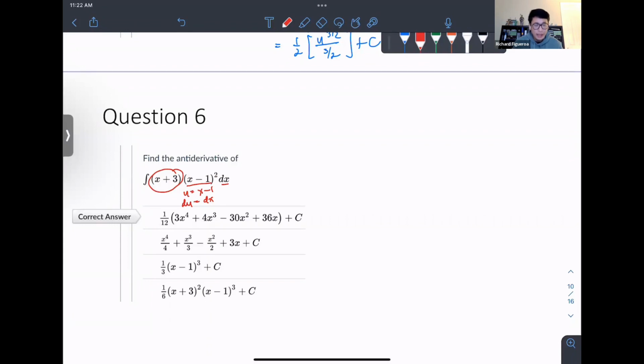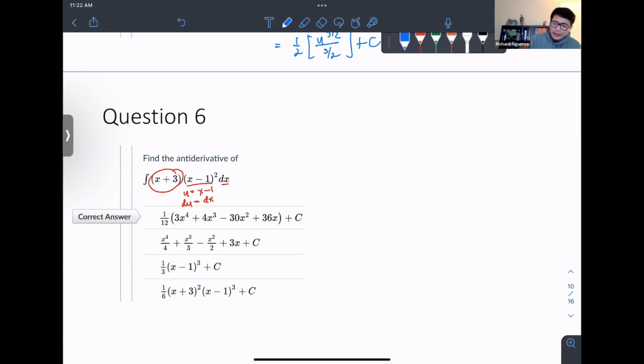once we derive u, we get the rest of the integrand. If we cannot get the rest of the integrand, then that formula is not applicable for that integrand. So in this case, the power rule cannot be used right away, because once we derive x minus 1, we cannot get the x plus 3 there.